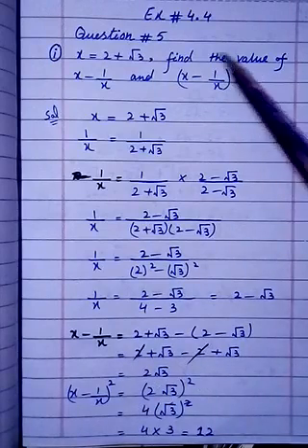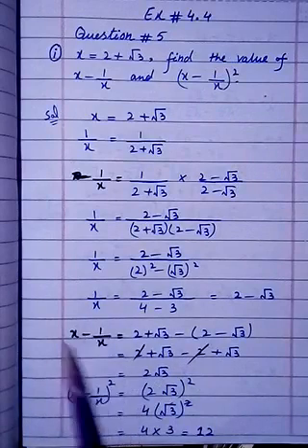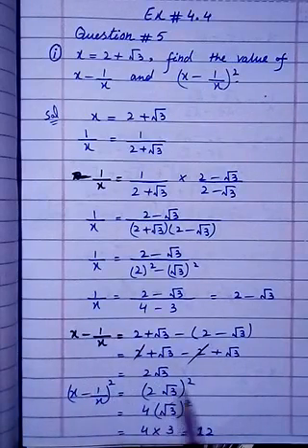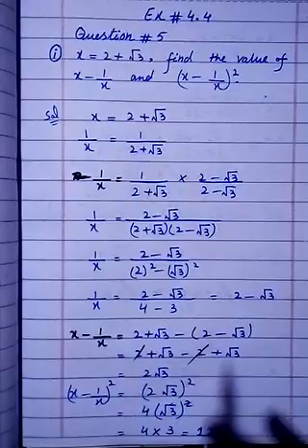Now the second part, x minus 1 by x whole square. Now you have to take the whole square of x minus 1 by x. Now its answer is 2 under root 3 whole square. The square of 2 is 4, and the square cancels with the under root, so 4 times 3 is 12, so its answer equals 12. Now we will do the second part of question number 5.